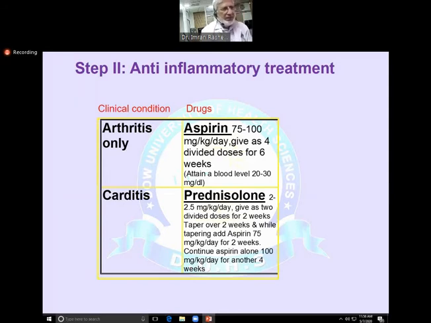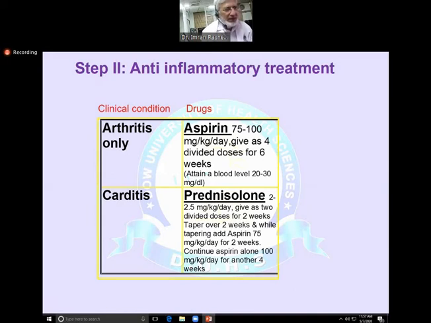So, for example, if the child's weight is 20 kg and you want to give a dose of 100 mg per kg, that will become 2000 milligram of aspirin. One tablet of aspirin is 300 milligram. So the total dose will be approximately 7 tablets. You will advise to take 2 tablets in the morning, 2 tablets at lunchtime, 2 tablets in the evening, and 1 tablet at night, so that you distribute those 7 tablets in 4 divided doses, 6 hourly, and you continue it for 6 weeks. This is the treatment if the child is having only arthritis.